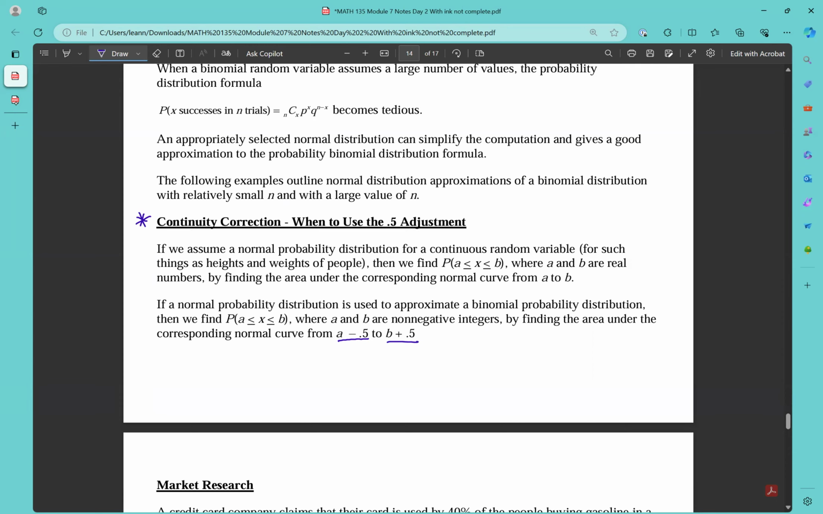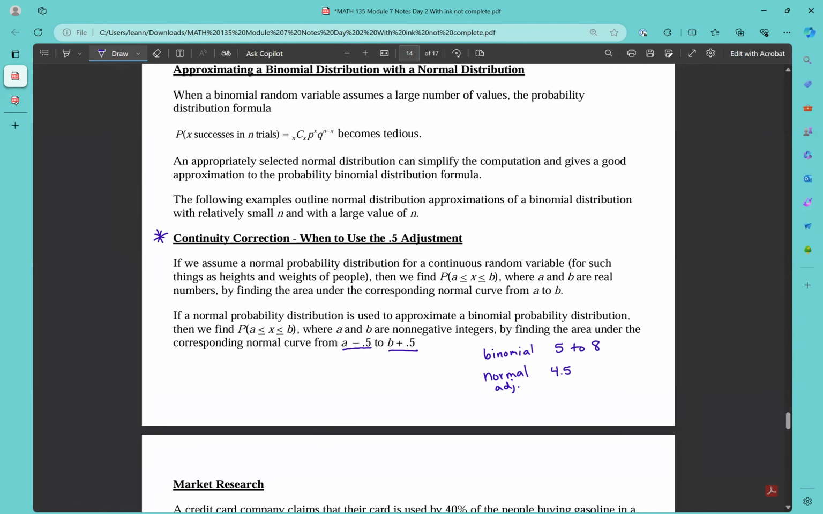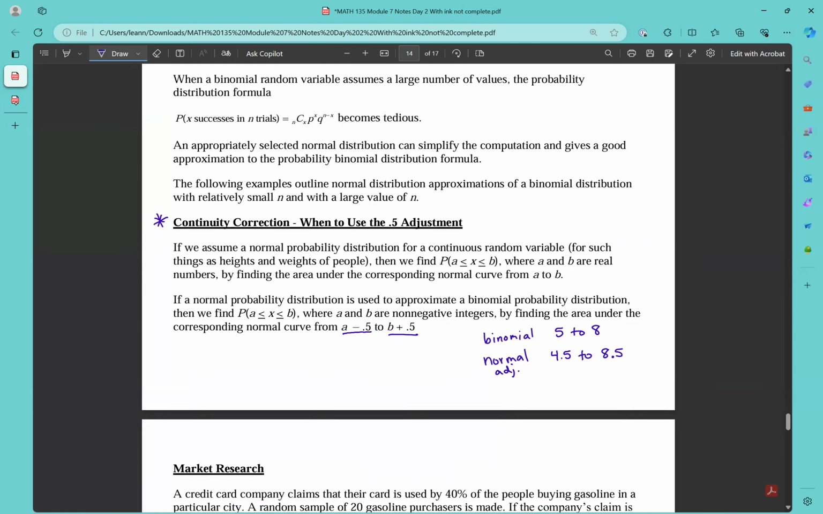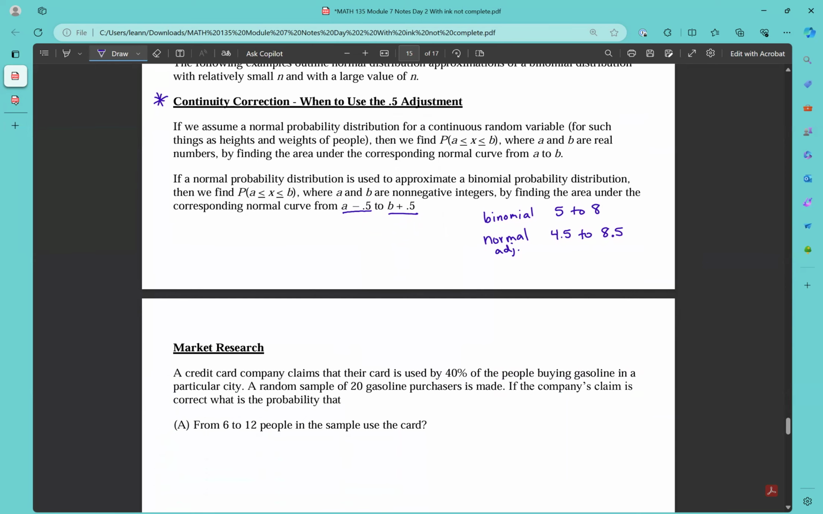So if you're doing a binomial, say our binomial is supposed to be measuring from 5 to 8, when we make the normal adjustment, we have to take a half step back from this one and a half step forward on this one. The reason is that if we don't, we won't get the full bar of the histogram. I'm going to visually show you that on this example. So this is the key thing: changing the adjustment of that number value first before you convert it to a z-score.